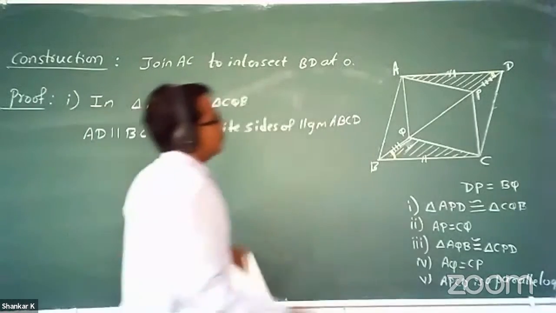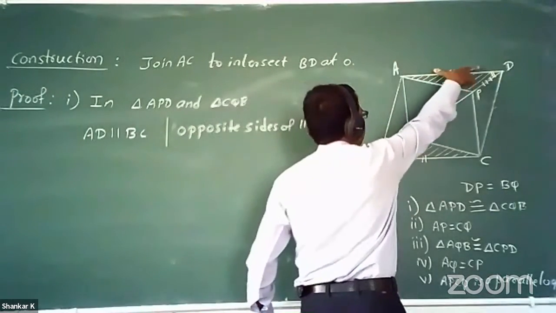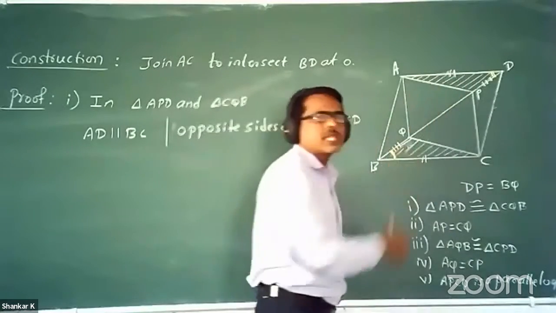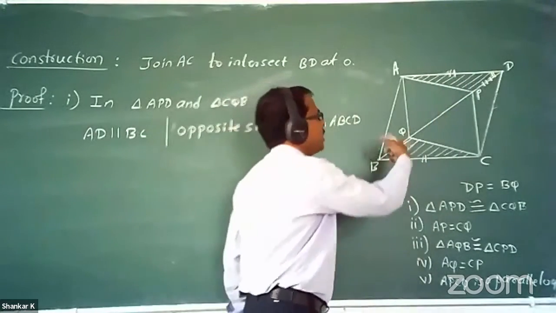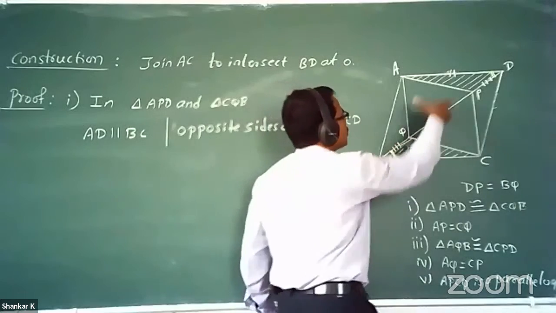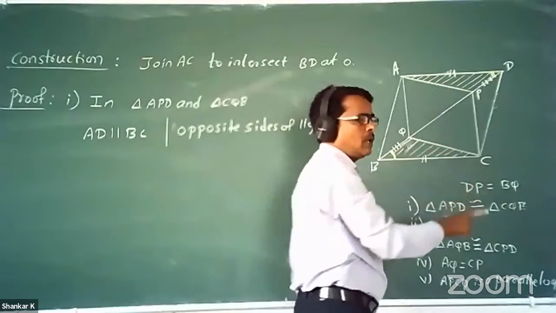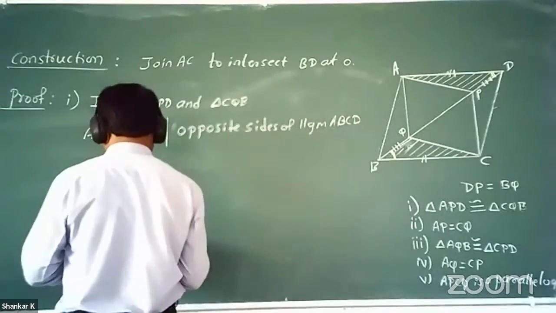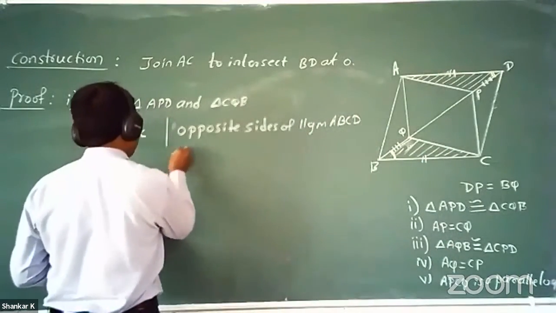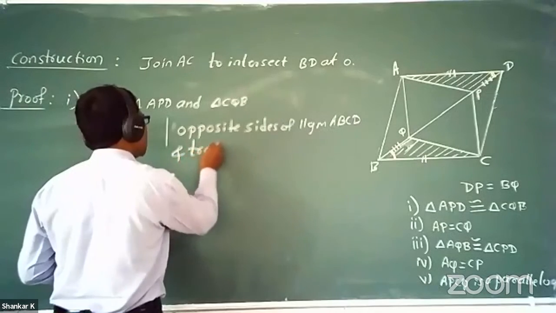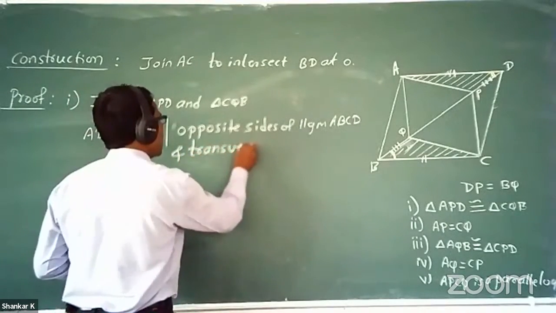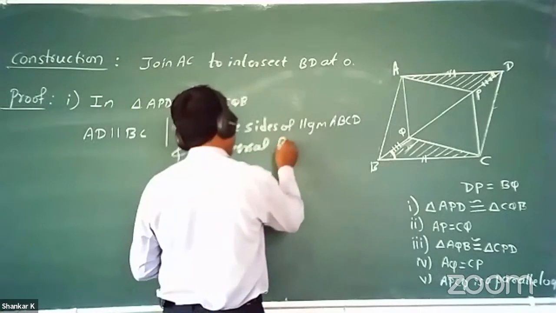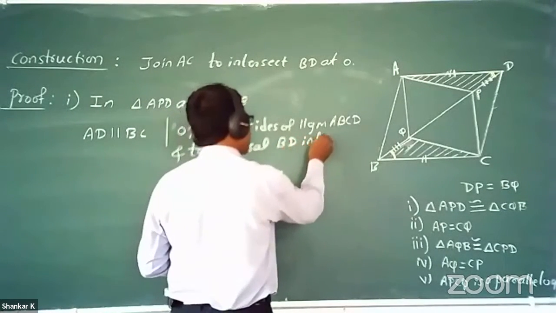AD is parallel to BC. Why is AD parallel to BC? Because AD and BC are opposite sides of parallelogram. They have given ABCD is a parallelogram. So AD is parallel to BC. Why? Because these are opposite sides of parallelogram. Next one, and transversal BD intersects them.